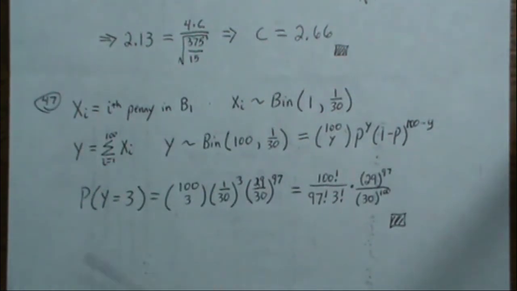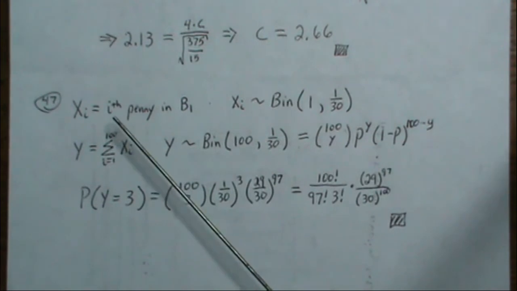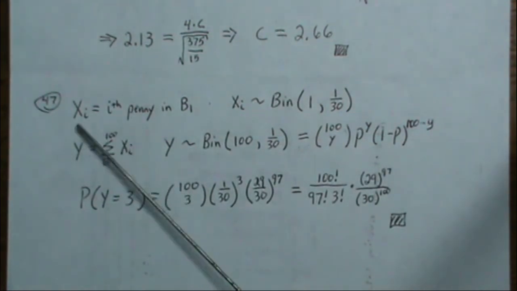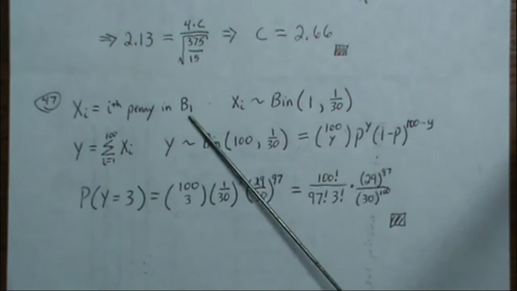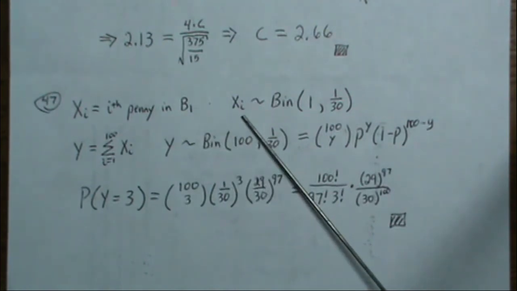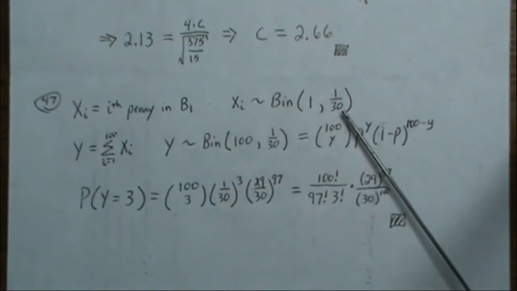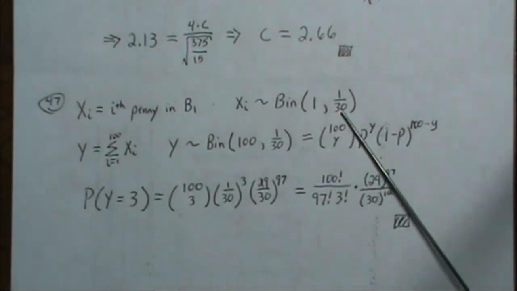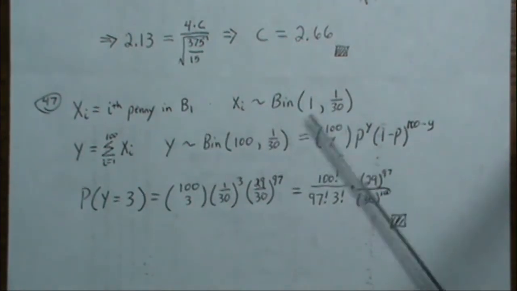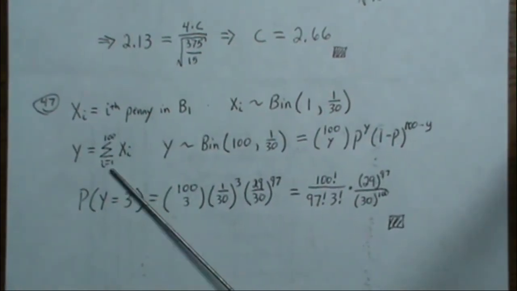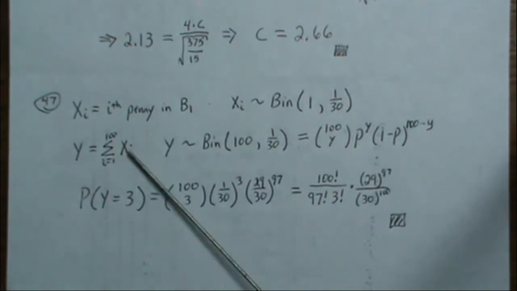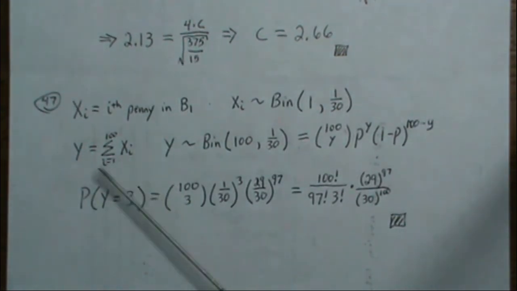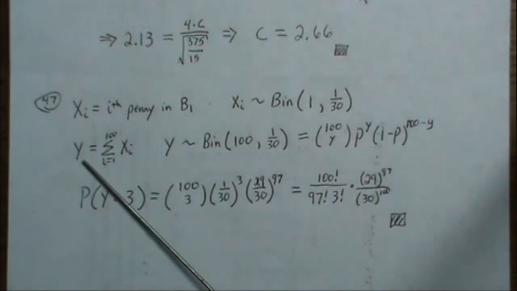Everything is random. So if we take 1 penny and randomly put it in one of the boxes, let xi be that the ith penny is in box 1. So the probability that it's in box 1 is a Bernoulli with probability 1 over 30. Well, we have 100 pennies, so let's add those up. It's either 0 or 1. So we're trying to find the probability that Y is equal to 3.